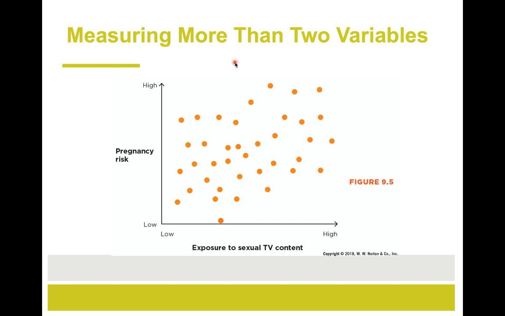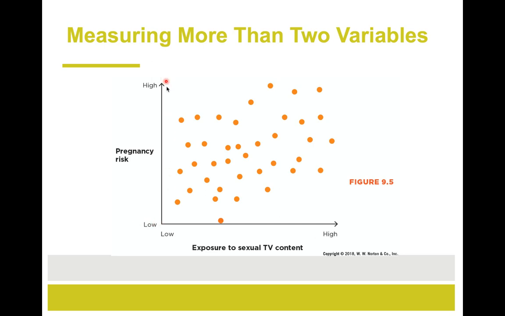So first, let's talk about the parameters of this example, looking at our two variables of interest. On the x-axis, we have exposure to sexual content on television. So either you're low on exposure to sexual content or you're high on exposure, based upon probably the amount of TV you watch and obviously the kind of TV you watch. People will vary on how much exposure they have to sexual content.